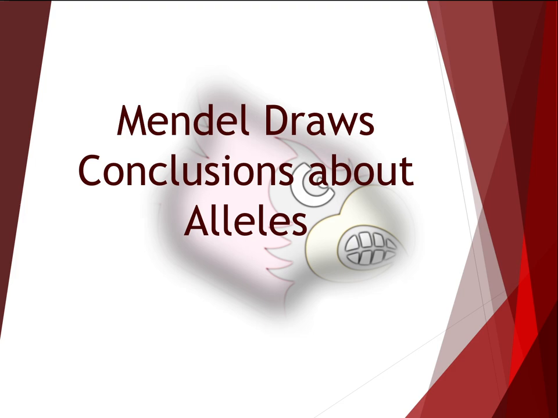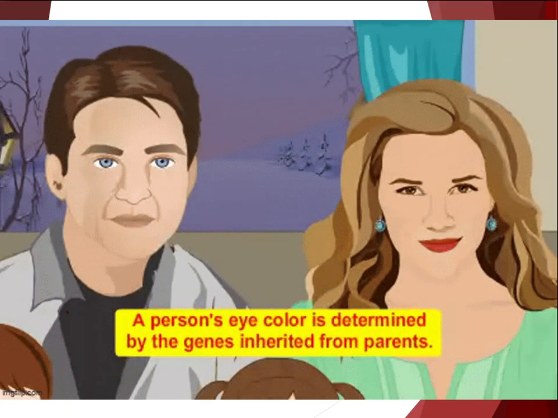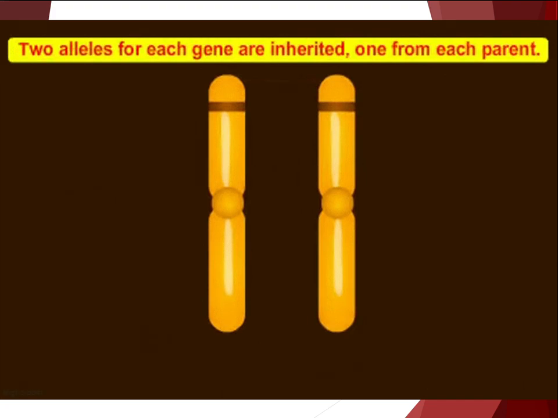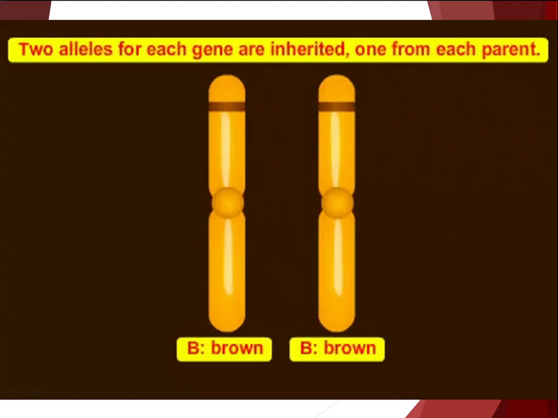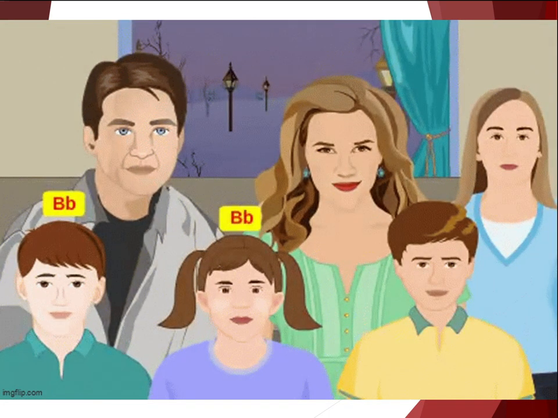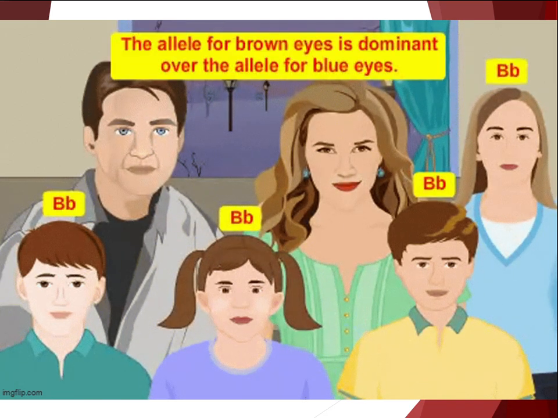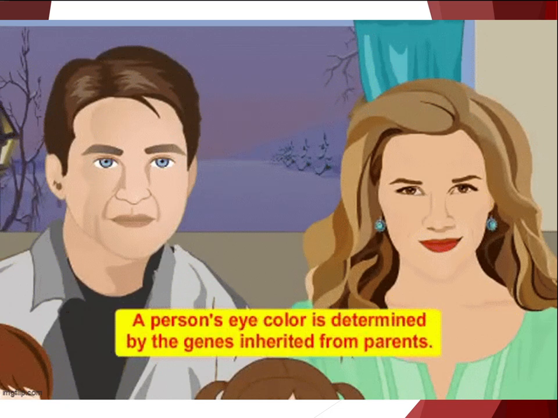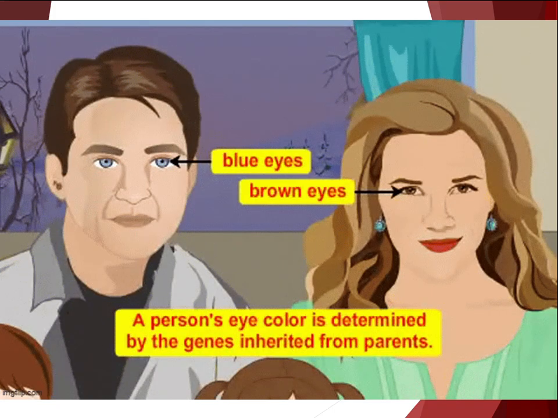Mendel draws conclusions about alleles. Based on his experiments, Mendel concluded that if an organism inherited two different alleles for a given character, one allele would fully control the appearance of that character, and the other would not have any effect. In the case of the traits purple and white pea plant flowers, the purple allele was fully expressed, and the white allele was not expressed at all.